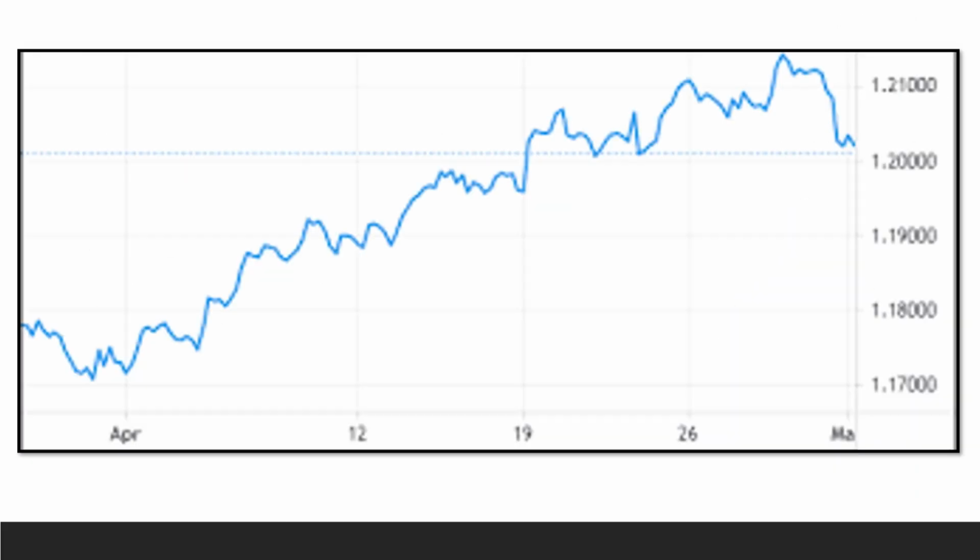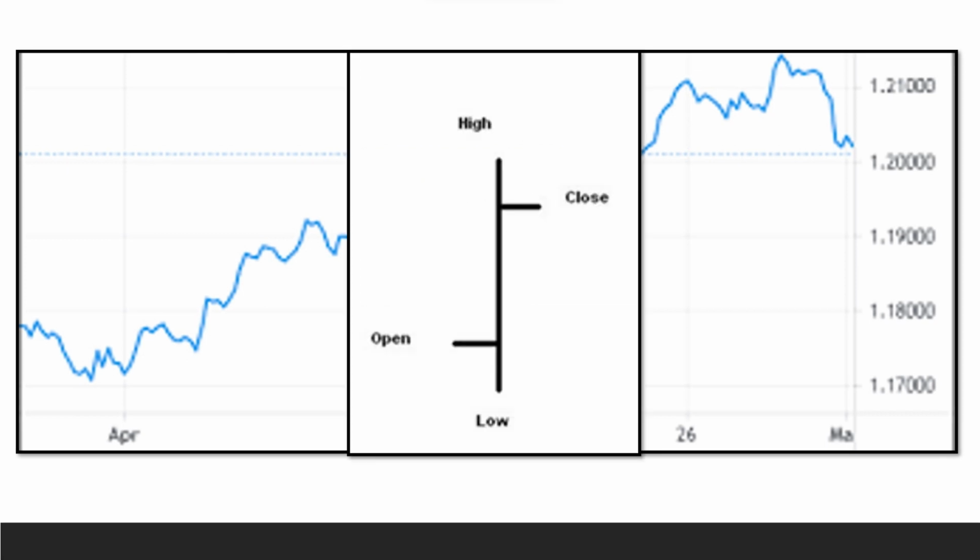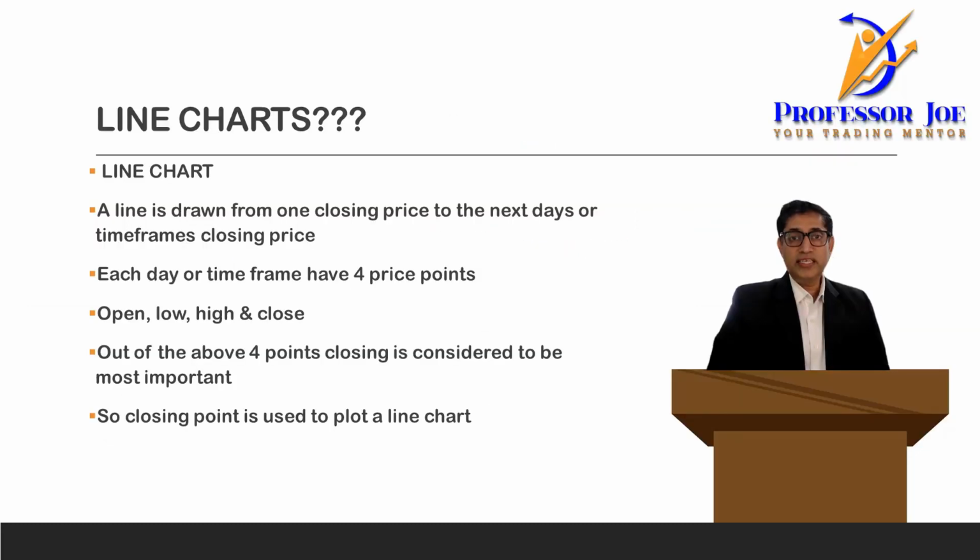A line is drawn from one closing point to the next day or the next time frame's closing point. Each day or each time frame, there are basically four price points: open, low, high, and close. Out of these four points, closing is considered to be the most important. So the closing points are used to plot a line chart. So let us see on a diagram how a line chart is plotted.